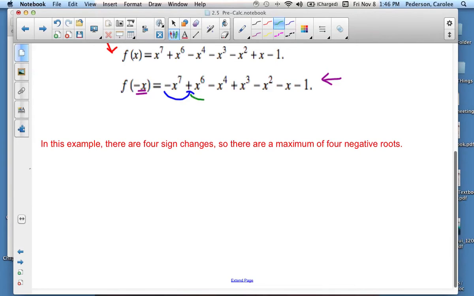And then it goes from a positive to a negative, so there's a second sign change. And then it goes from a negative to a positive. And the last one, all of these terms are all the same. They're all negatives. So we're going to our negative. So we have 4 sign changes. That means we have up to a maximum of 4 negative roots or zeros of the function.